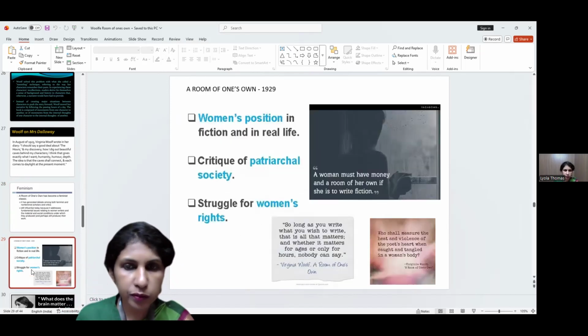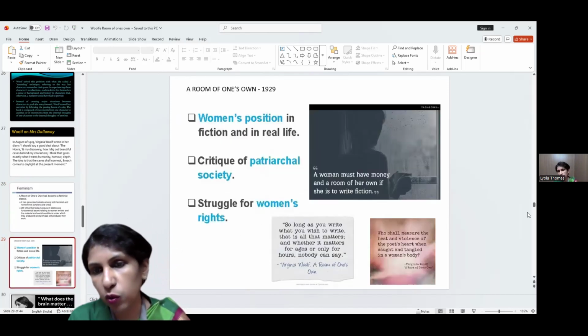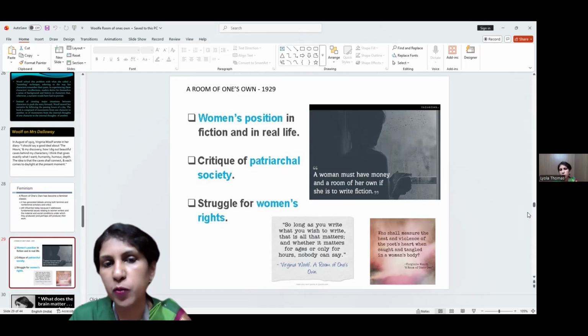A Room of One's Own explores a woman's position in fiction and in real life. It is a critique of patriarchal society and it is a struggle for women's rights.